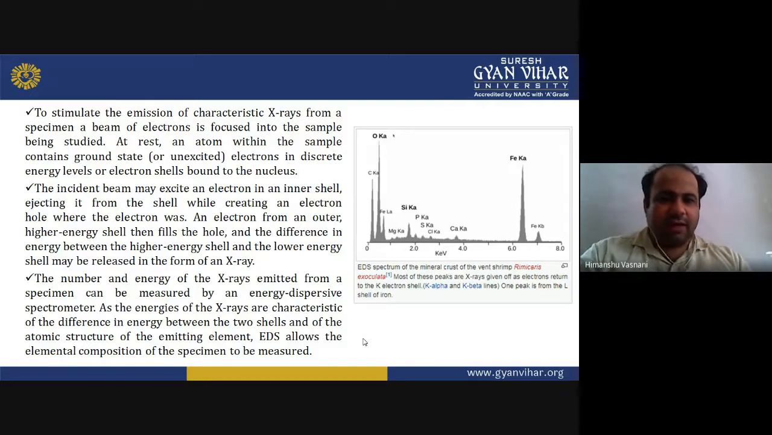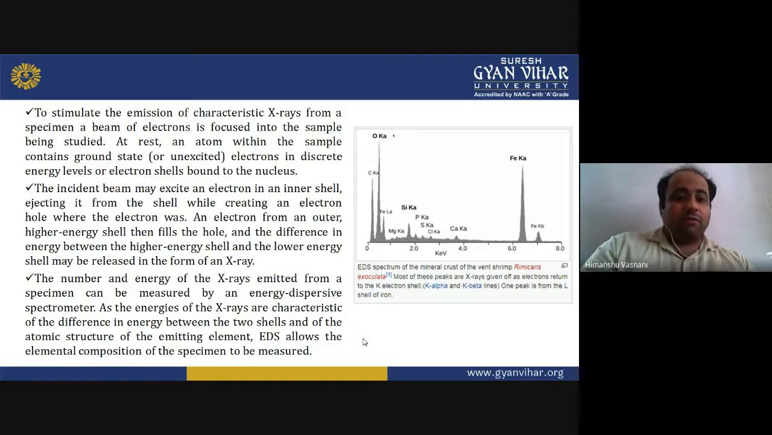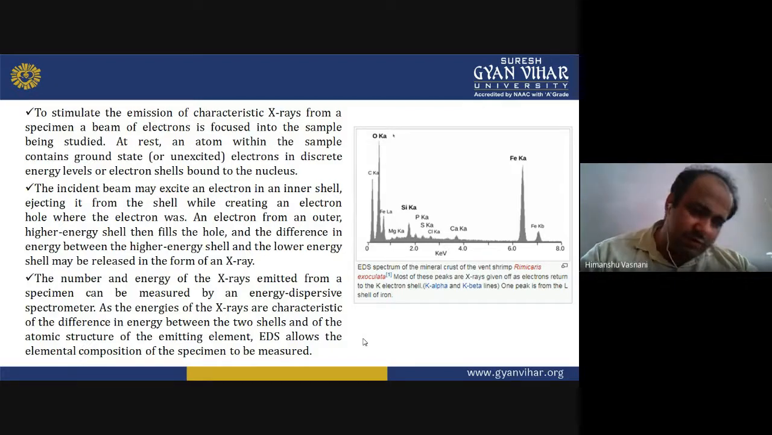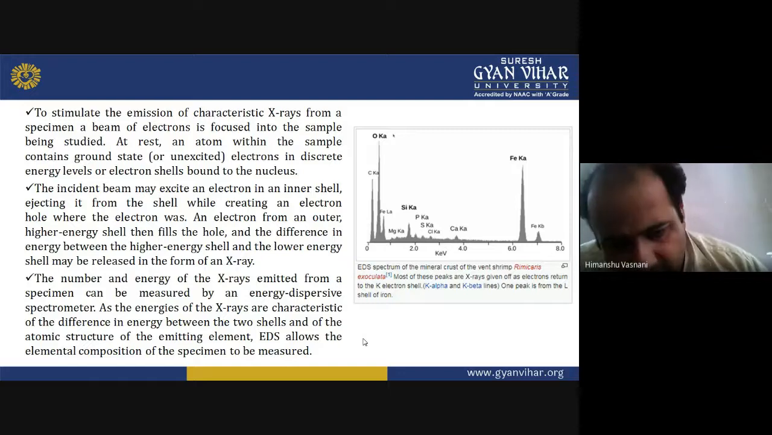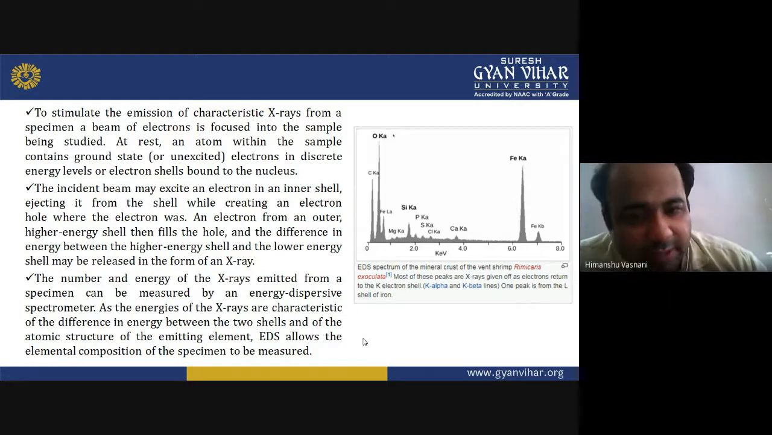The number and the energy of the X-rays emitted from a specimen, the energy being the difference we discussed in the previous paragraph, can be measured by an energy dispersive spectrometer. As the energies of the X-rays are characteristic of the difference in energy between the two shells and of the atomic number of the emitting element, EDS allows the elemental composition of the specimen to be measured.